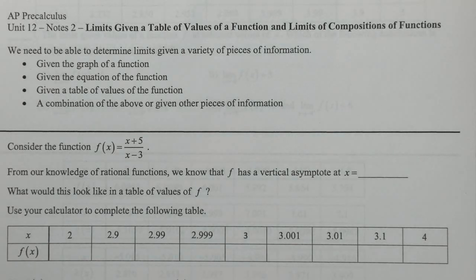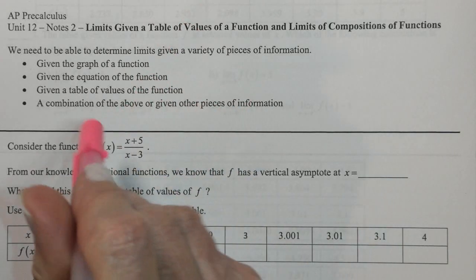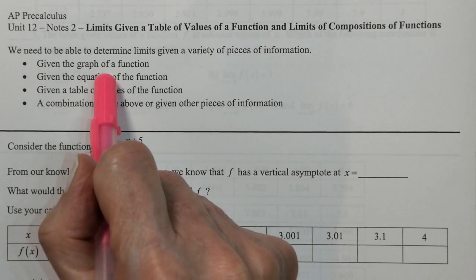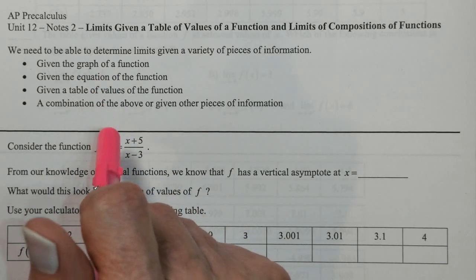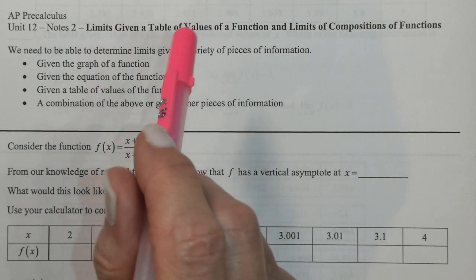Today we are finding limits when we're given a table of values of a function. And we're also going to be finding limits of compositions of functions. So we need to be able to evaluate limits, determine limits, when we're given a variety of different kinds of information. Yesterday we did the graph of a function. Today we're going to be doing a table of values of a function. And then tomorrow we're going to be doing evaluating limits given the equation of a function. And then we will have a combination of all of those.